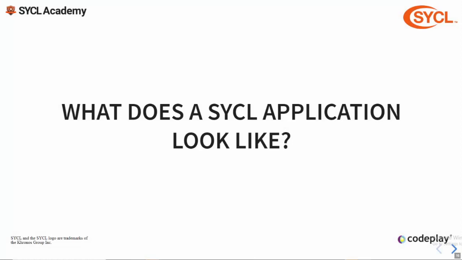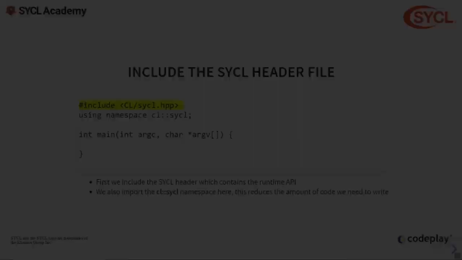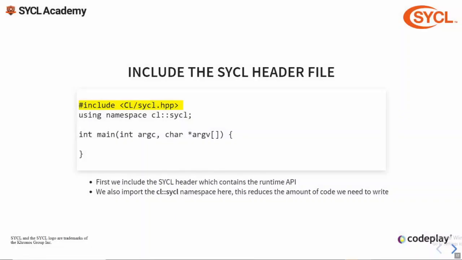Now we're going to look at what a typical SYCL application looks like. For this, we're going to look at how to create a simple vector add application. Now we're only going to touch on these concepts to give you an idea of how everything fits together, because we're going to dive much further into these in later lectures. The first thing to do, like any library, is to include the header file. For SYCL, this is sycl.hpp.